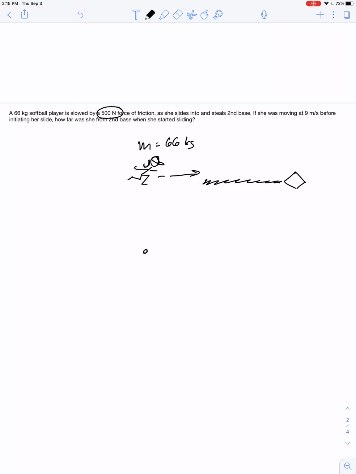Now, as she's sliding across the dirt, the ground pushes up against her just enough to offset the pull of gravity. So those cancel each other out. And although she has a velocity in the forward direction, there's no force propelling her in the forward direction. In fact, the force points back in the negative direction, and that's this force of 500 newtons, okay? So a friction force of 500 newtons pointing opposite the initial velocity vector causes her to decelerate and skid to a stop as she reaches the plate.